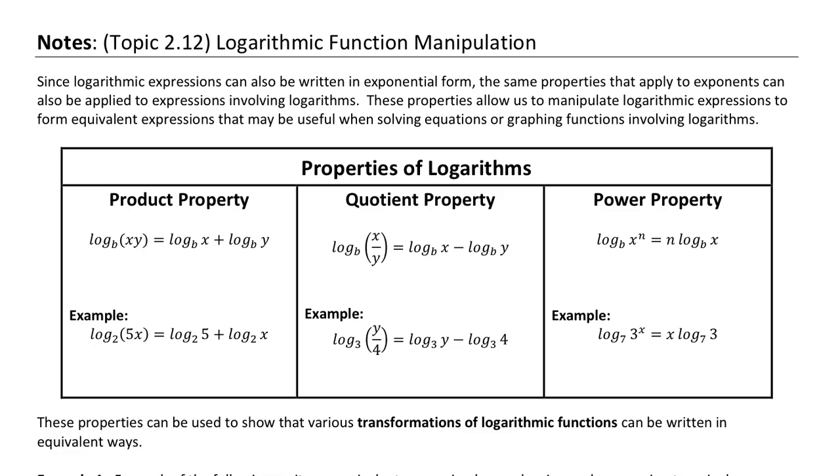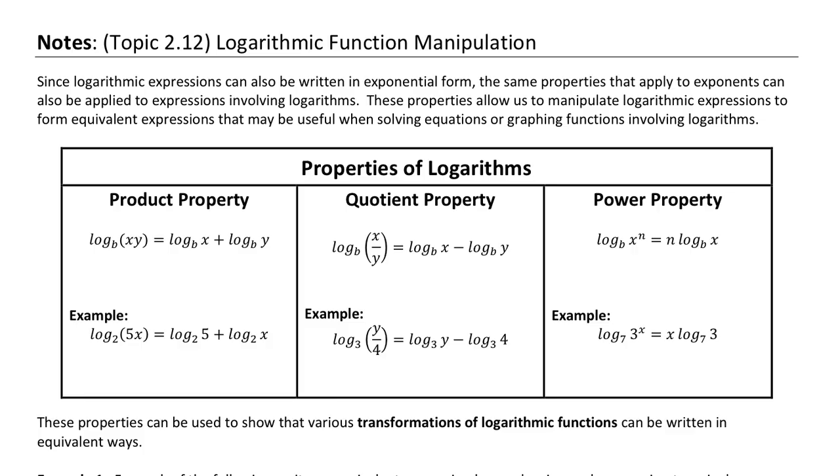Topic 2.12 is all about logarithmic function manipulation, which is how we can add and subtract or combine logarithms to make them simplified, to write them in simplified form. These rules follow exponent rules. So if we remember our exponent rules, we actually know our logarithm rules at the same time. So I'm going to apply these towards our exponent rules.